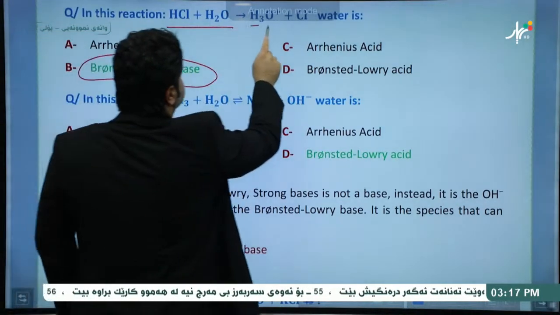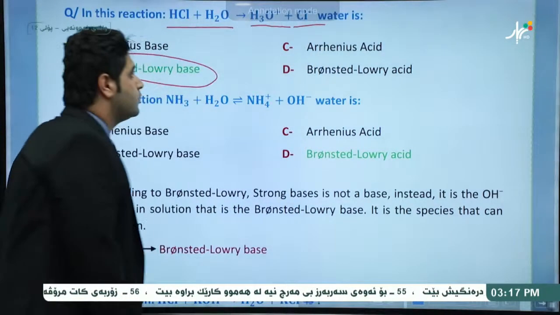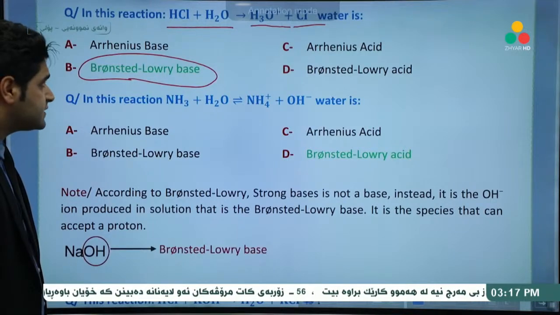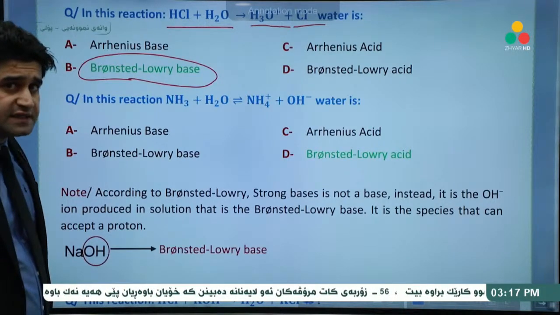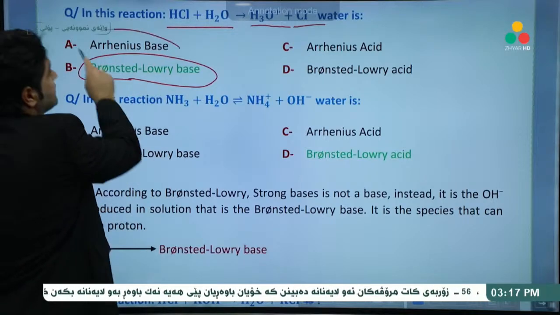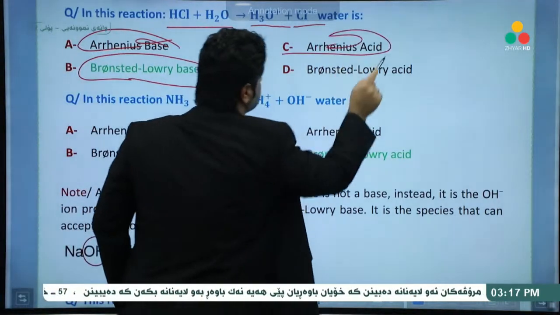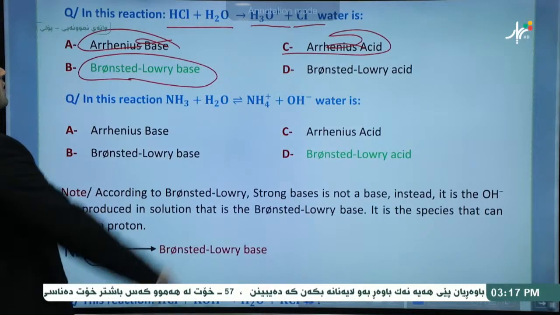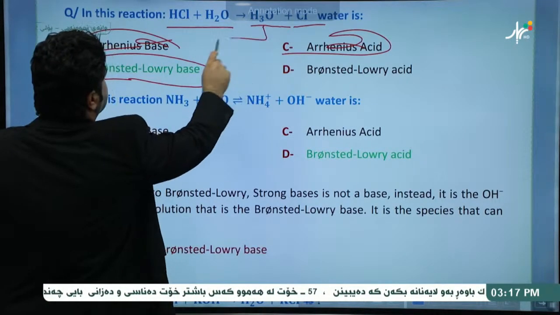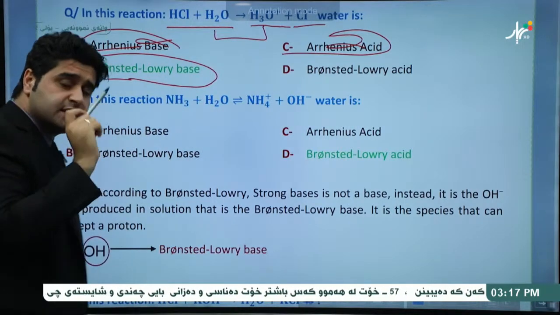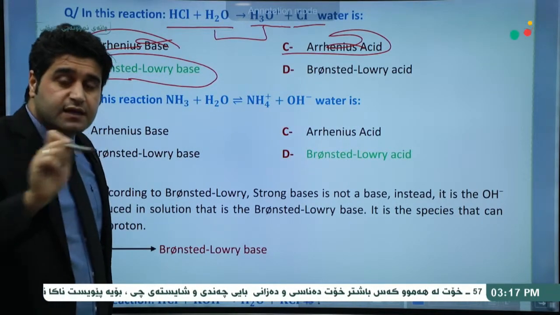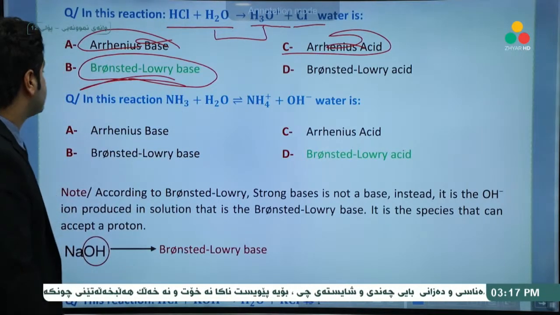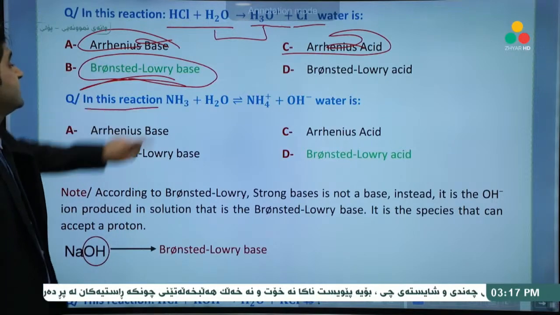HCl plus H2O producing H3O plus Cl. Water is, well, Arrhenius said water is nothing except a solvent. So Arrhenius base, no. Arrhenius acid, no, because Arrhenius said water is only a solvent. Well, water accepted a proton, so it is a Brønsted-Lowry base because it accepts a proton in this reaction.